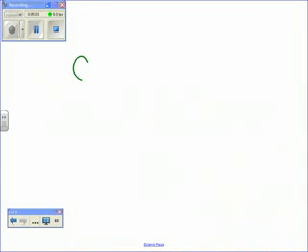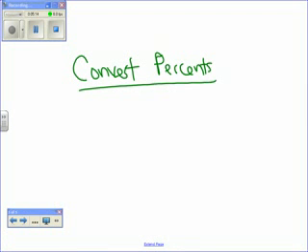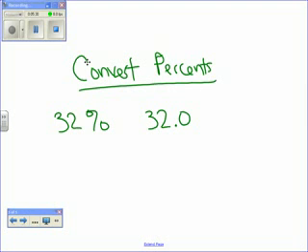And in the last part of this video, we're going to learn how to convert percents, not fractions, percents. So if I have 32% and I want to change that to a decimal, I take the number 32, my decimal is at the end of 32, that would be 32.0, and I have to move that decimal 2 places to the left. And that gives me 32 hundredths.